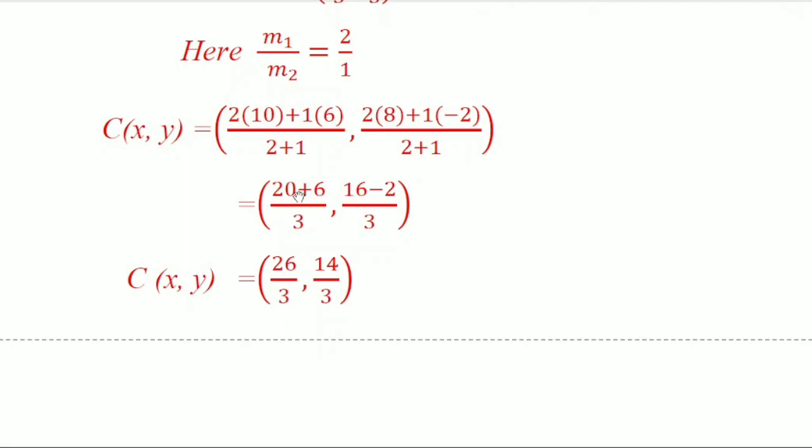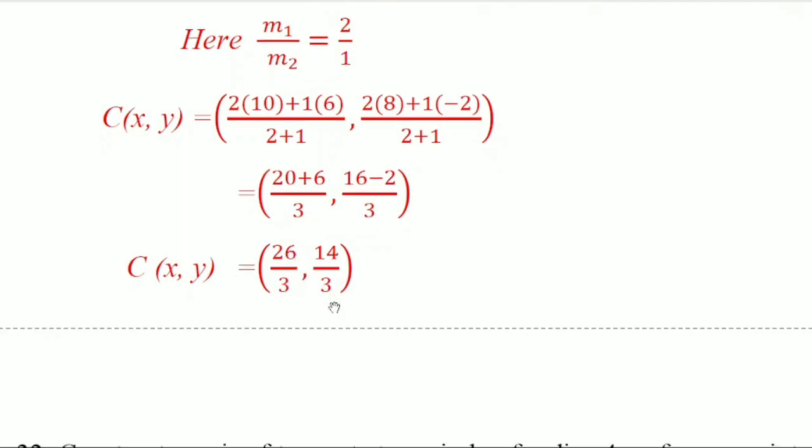Therefore 2 into 10 is 20, 20 plus 6 divided by 3 comma 8 2s are 16. So plus into minus minus, 2 1s are 2, therefore 16 minus 2 divided by 3. Therefore C of x comma y equal to 26 by 3 comma 14 by 3.